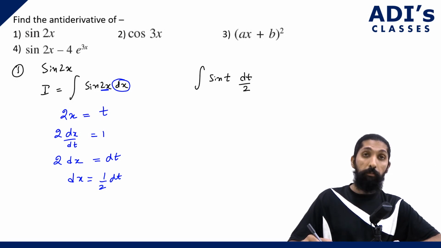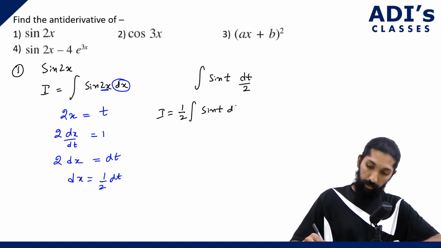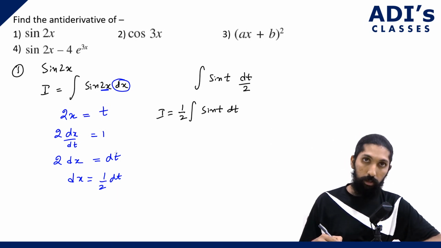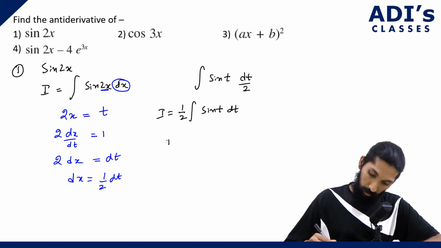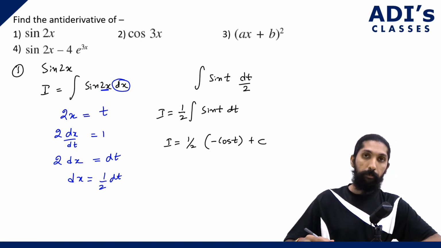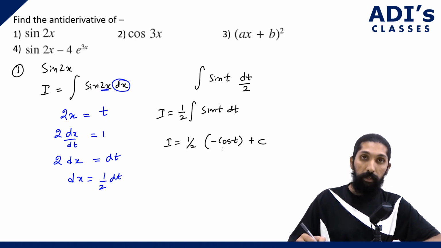Now 1 by 2 is a constant. You can take it outside. So you'll get I is half integral of sine t dt. Now integration of sine t is minus cos t, correct? So I is equal to half of minus cos t plus c. Do not forget the plus c. Now we got the answer in terms of t, but we don't want it in terms of t. We want it in terms of x, correct?